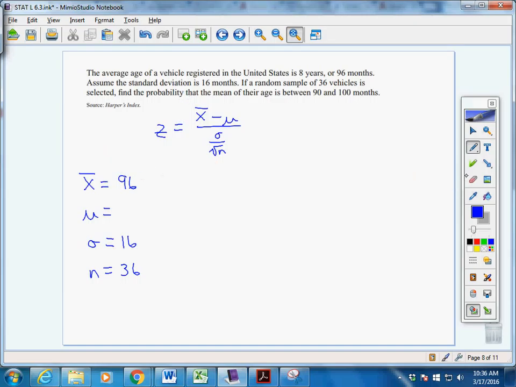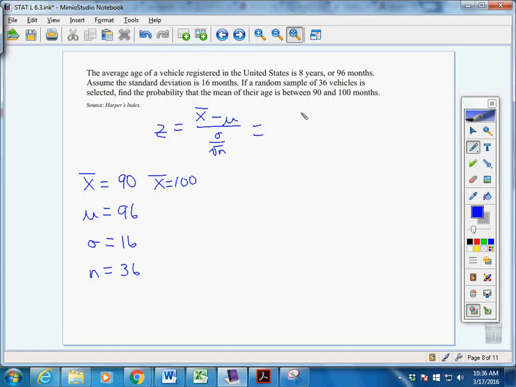I'm sorry, I put this in the wrong spot. I knew something wasn't working quite right: the average for every vehicle in the United States is 96 months, so let's put that in the population one. Now for our average mean, we want to find the probability that the mean of their ages is between 90 and 100. So this is one of those where we want to do it twice.